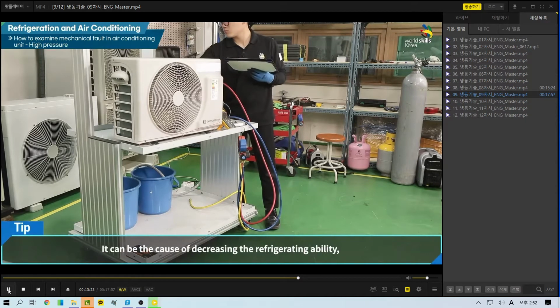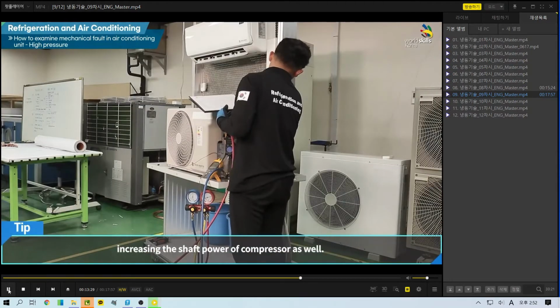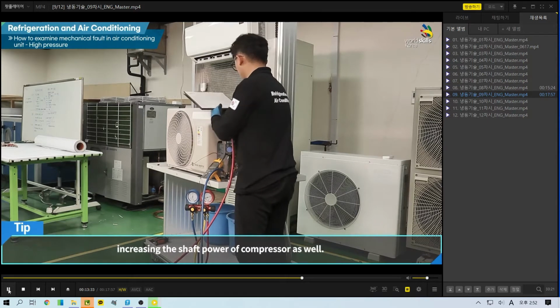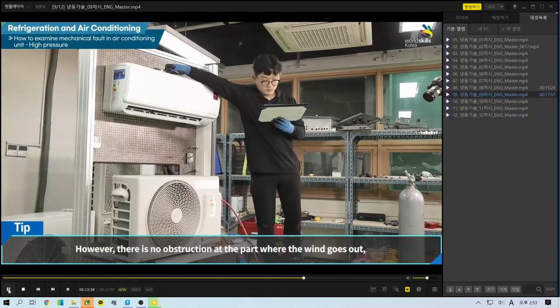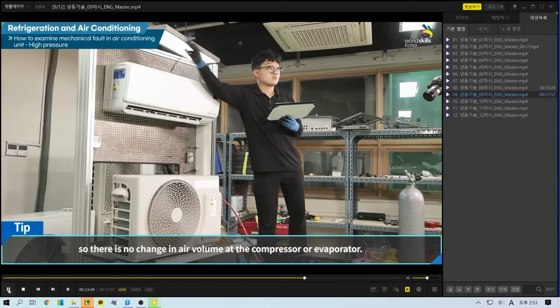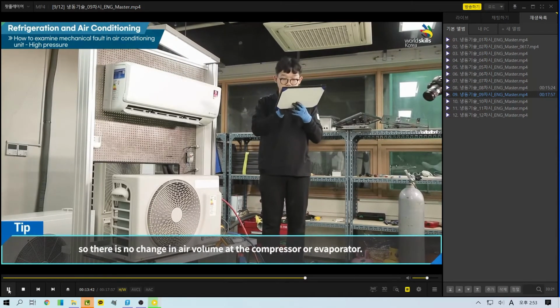Therefore, it can be the cause of decreasing the refrigerating ability since it increases the condensing pressure, increasing the shaft power of the compressor as well. However, there is no obstruction at the part where the wind goes out, so there is no change in air volume at the compressor or evaporator.